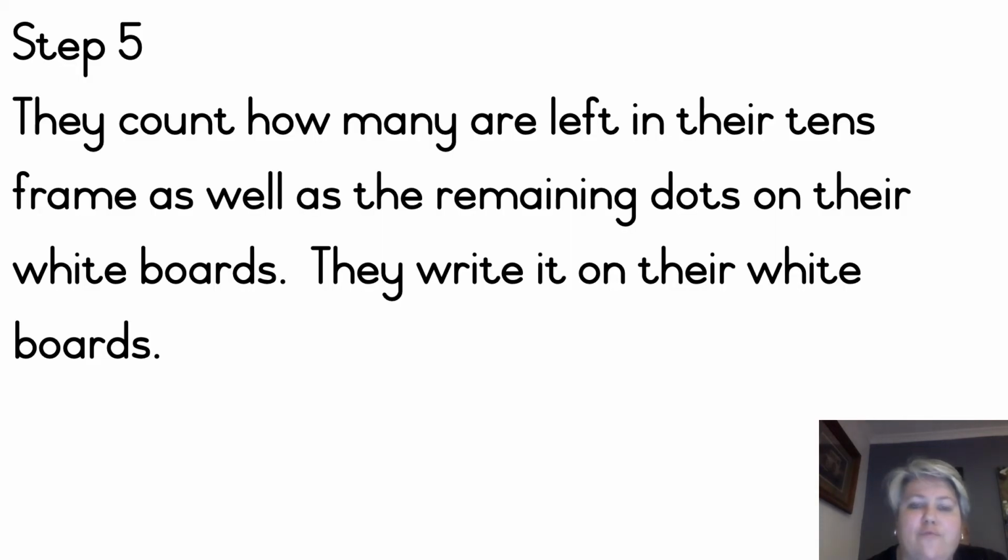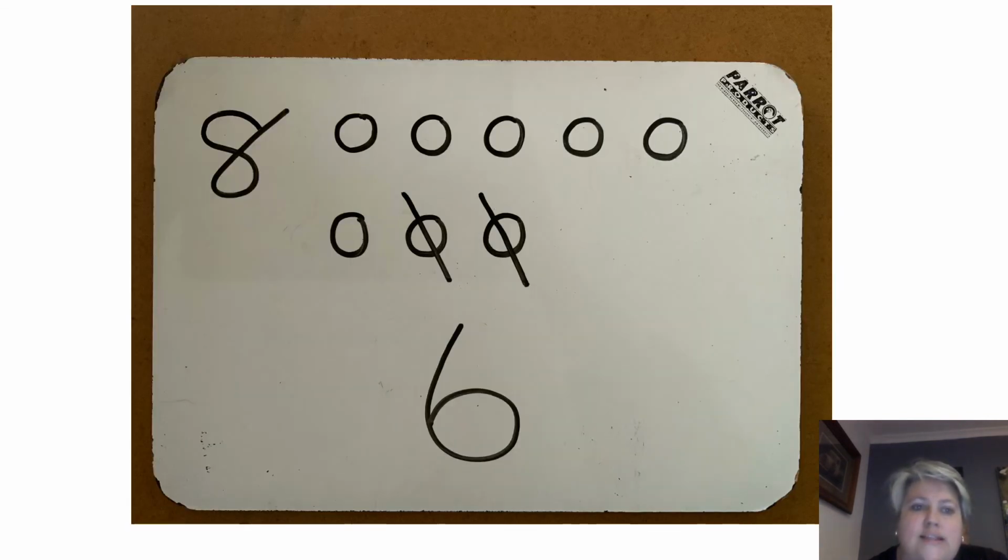And now step 5 will be that they're going to count how many counters are left in their tens frame, as well as the remaining dots on their whiteboards. That's very important. They count both sets. They see if they're the same. So they count their tens frame, see how many are left, and then straight after that they're going to count how many dots or circles are left on their whiteboards as well. And then obviously the answer will be 6. That's how their whiteboard will look. Their original 8, and there they've taken 2 away, and then they write the answer at the bottom, which will be their 6.